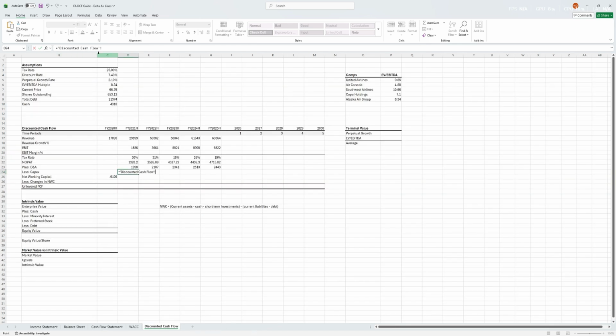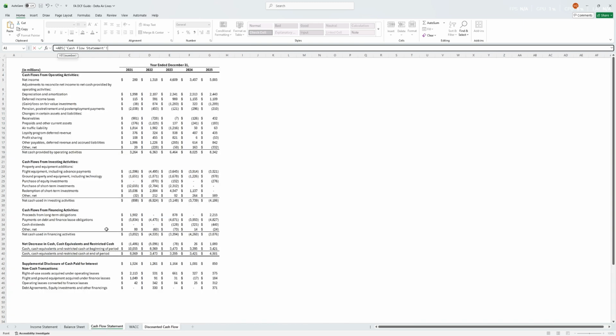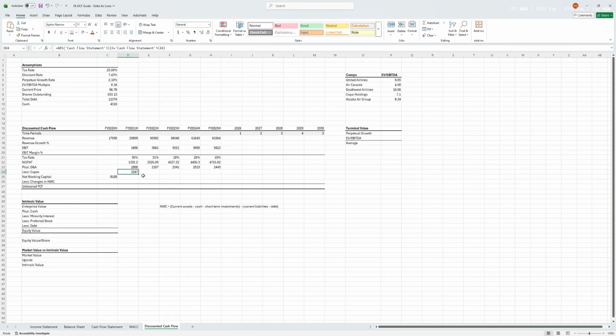Actually, to make this simpler, I don't want negative values on this, so I'm going to do equals ABS, absolute value, which is just going to take out the negative. Cash flow statement, flight equipment plus ground and equipment. And we'll do a parentheses at the end. And that'll be our CapEx.